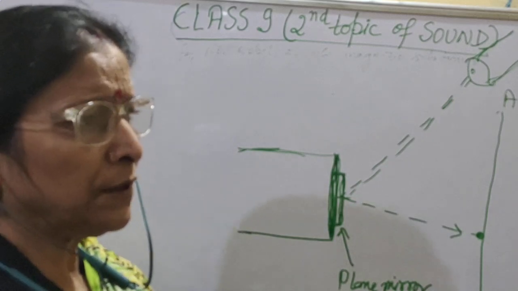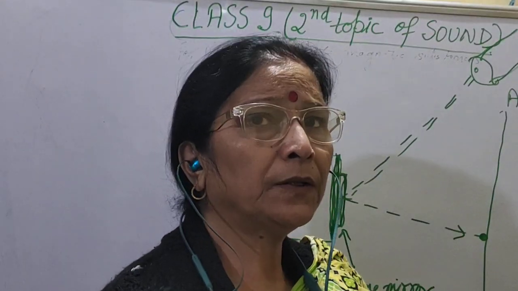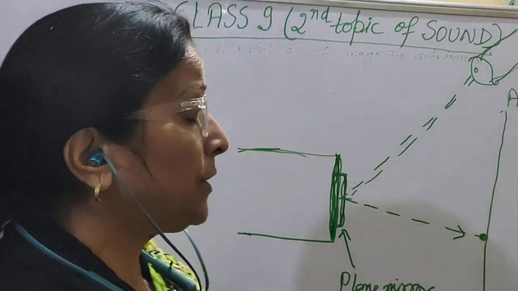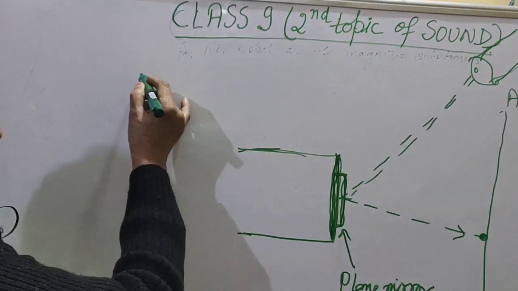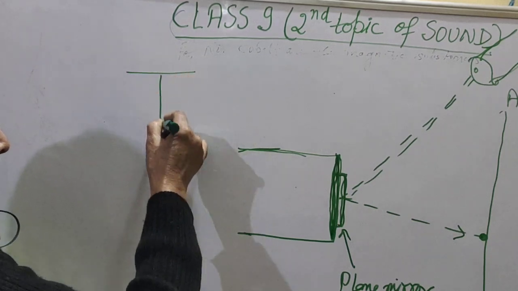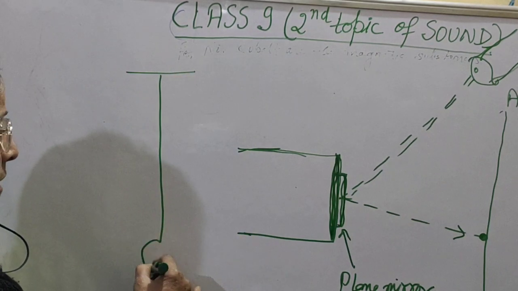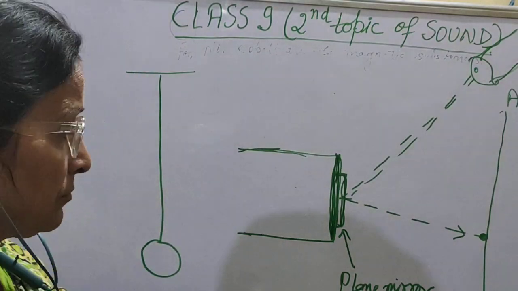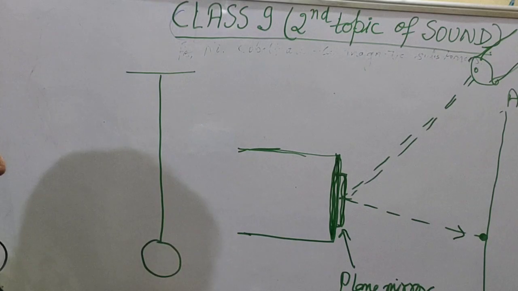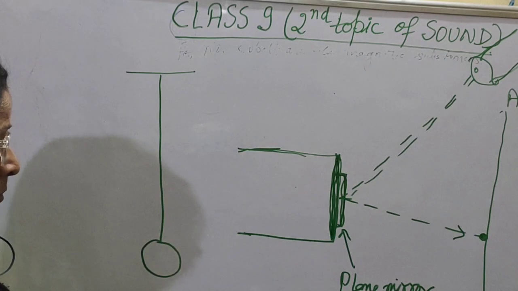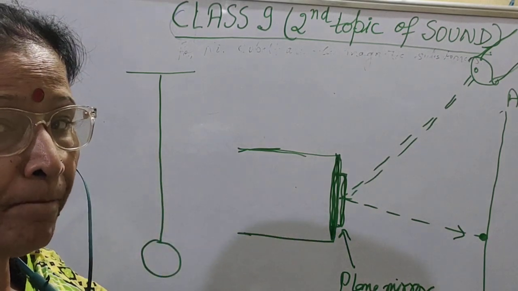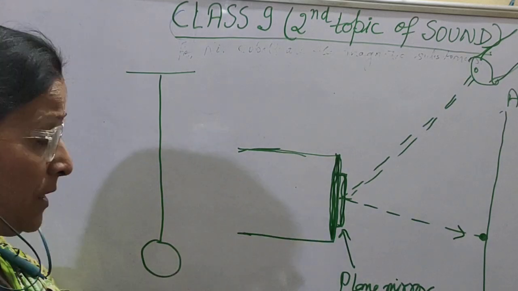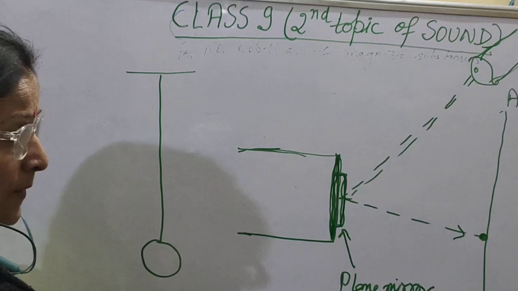Now in this topic only there are the terms vibration and oscillation, children. So let's again recall the example of a pendulum. We had studied this in class 7 and in class 8 also. Now A is the mean position of the pendulum. Suppose the pendulum is at rest at the mean position A.